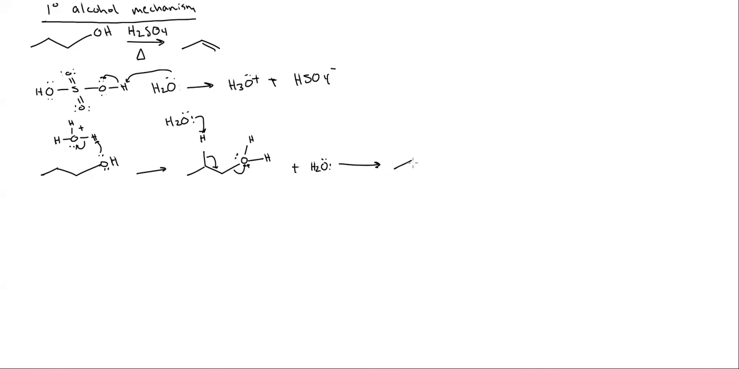So that means that this is my product, and then I also get hydronium. So this is what happens whenever we have a 1 degree alcohol. Okay. So that's our 1 degree alcohol mechanism. So it's going to have to follow E2.